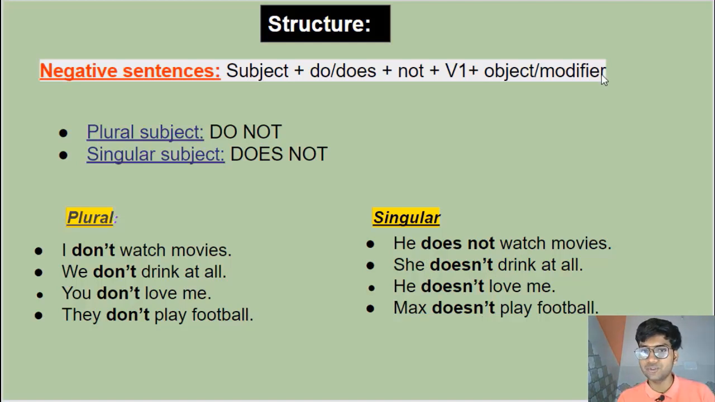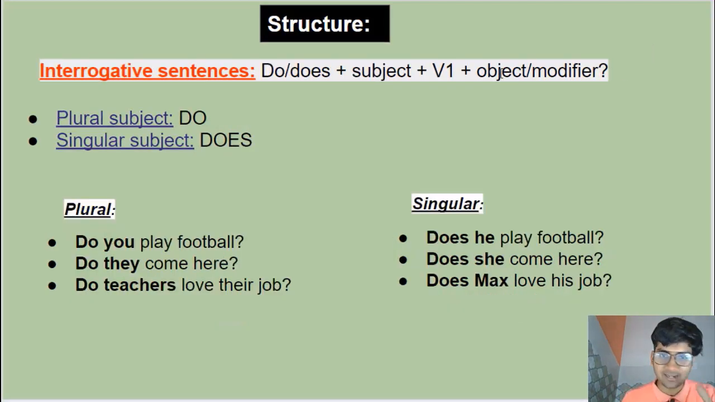Okay. Now let's move to the next one. Interrogative sentences. Here we ask questions. How? Do, does, followed by the subject, followed by the first form of the verb, followed by object or modifier, followed by the question mark. Okay. If the subject is plural, use do. If the subject is singular, use does.